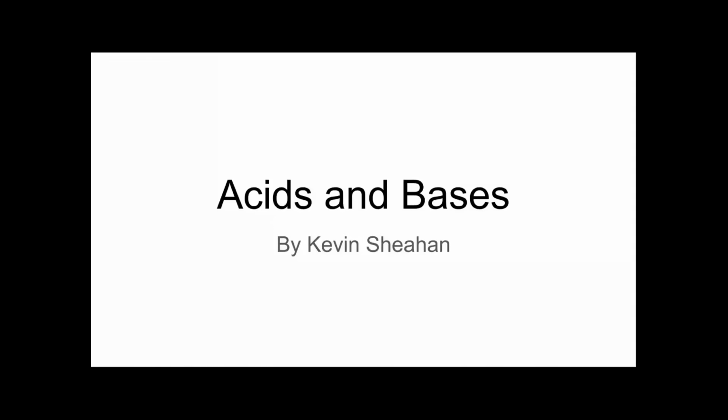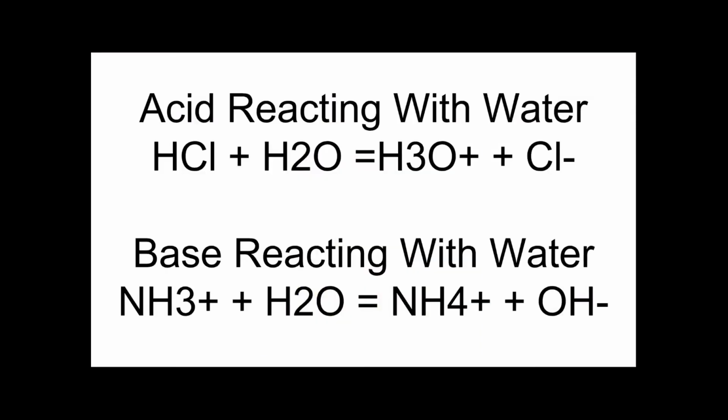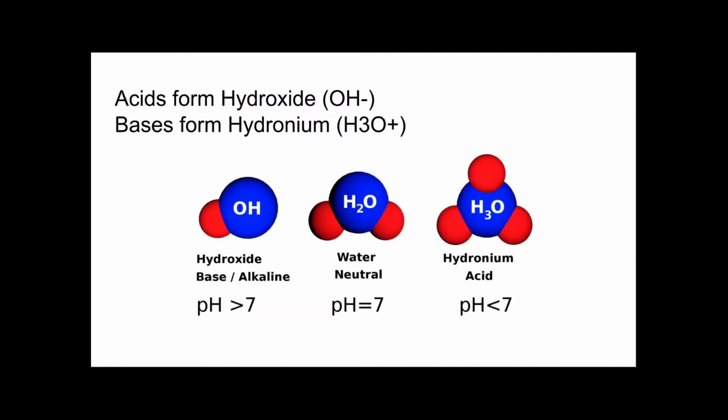Acids and bases are both what make up the pH scale. Acids will be found in pH levels from 0 to 7, while bases will be found on the scale from 7 to 14. When acids break up in water, they form hydroxide. On the other end of the scale, bases break up in water to form hydronium. As hydronium concentration increases, pH value decreases. The opposite goes for hydroxide.